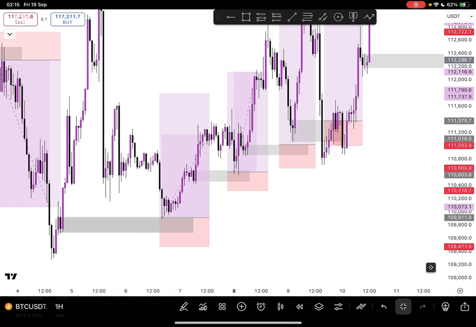Only the body. Be it a breaker block entry model or any entry model you are using, mark out only the body. So you can see the same thing I did here. Only the body. Even this one that I missed, only the body. This one too.